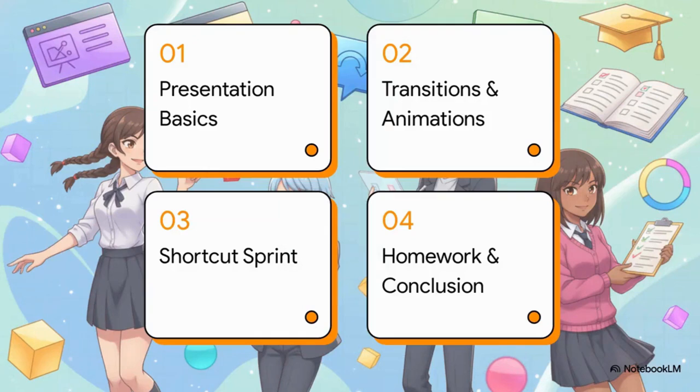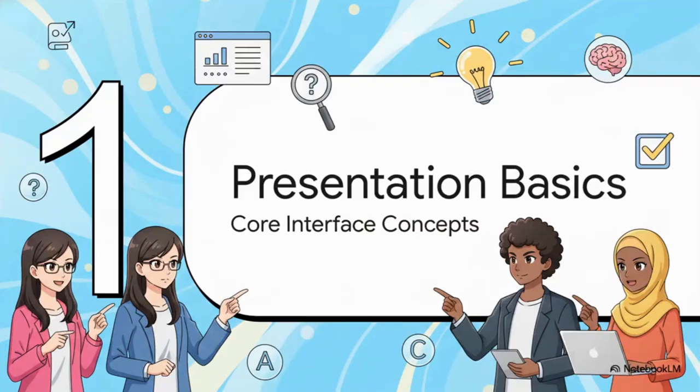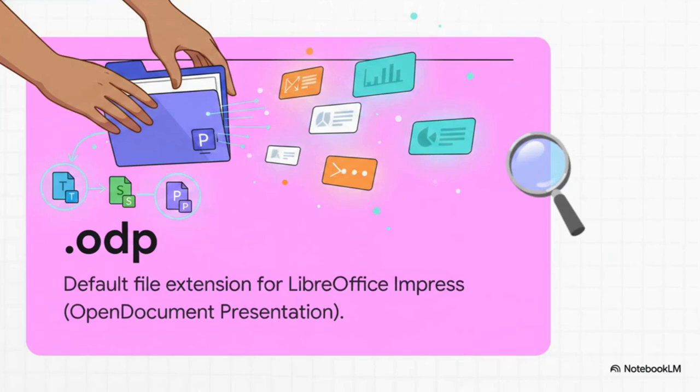Coming to the next point, let's just quickly look at our agenda for today's session. Number 1, presentation basics. Number 2, transitions and animations. Number 3, our shortcut sprint. And number 4, homework and conclusion. All right, Section 1, Presentation Basics. Let's kick off the first round of our exam sprint, focusing on some fundamental interface questions. These are easy marks, guys.